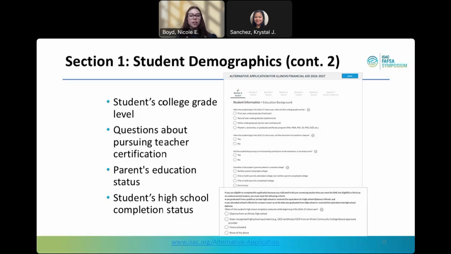It does not affect their eligibility for the MAP grant, but it just lets us know if they are a first-gen student, as well as the student's high school completion status.